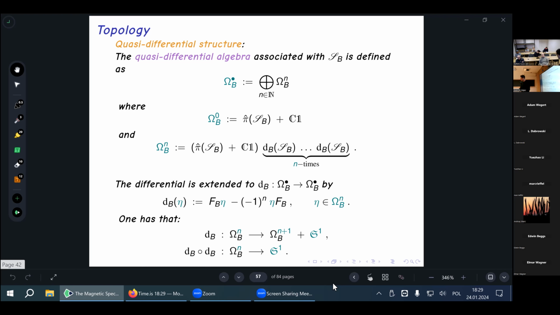I have errors. Reminder, D is sending omega n to omega n plus 1 plus a term which is traceless. And when I compute d squared, it is not 0, but is sending me something traceless. I have a question. What does dB do to S1? Is S1 a differential ideal or something like this?